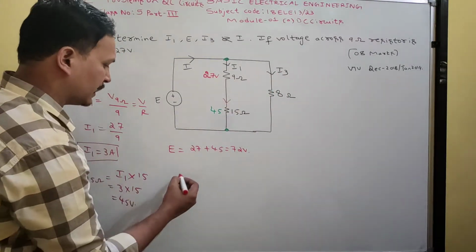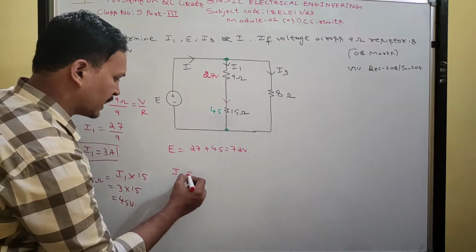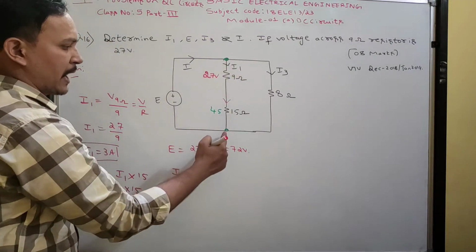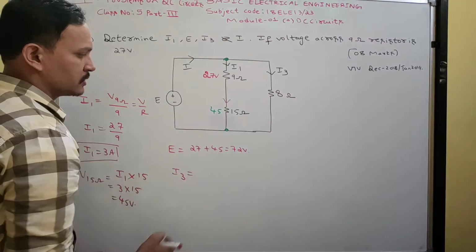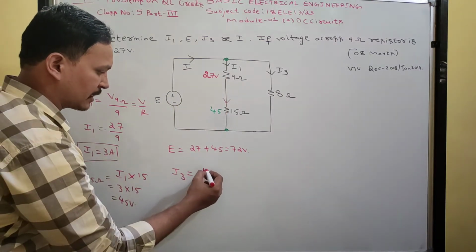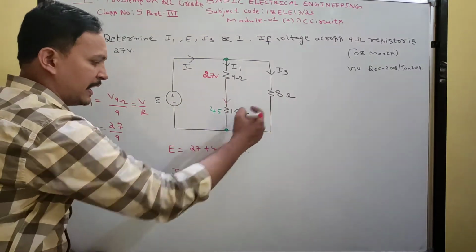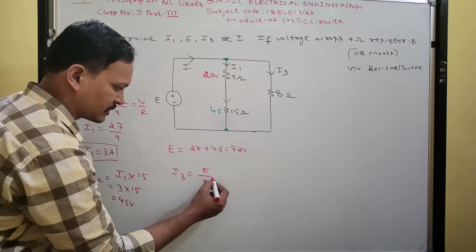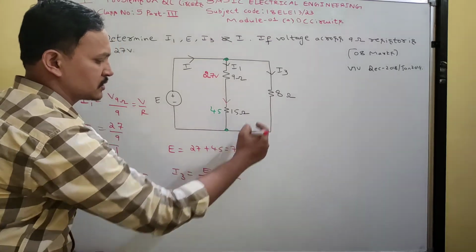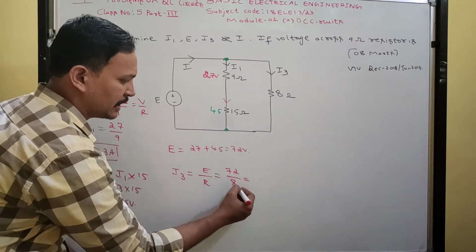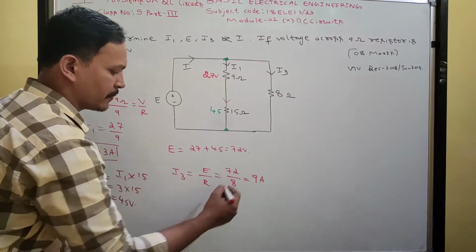Now how to calculate I3? I3 can be calculated from the voltage in the parallel combination. Okay, what is the voltage from here to here? 72. So I3 can be calculated as E by the 8 ohm resistance. Okay, E by resistance. What is E? 72 volts divided by the resistance value, which is 8. 72 by 8, you will get 9 ampere.